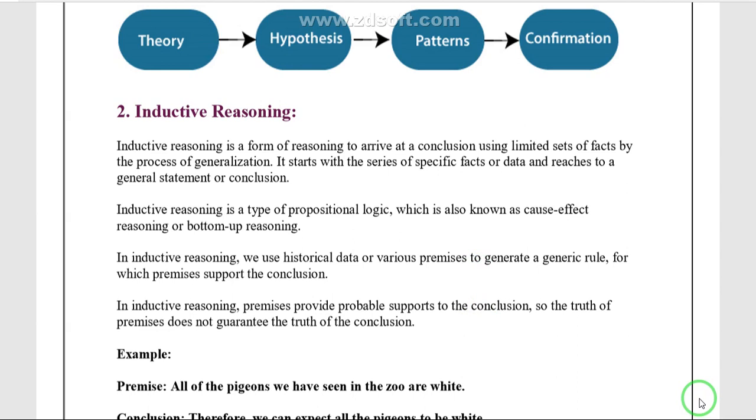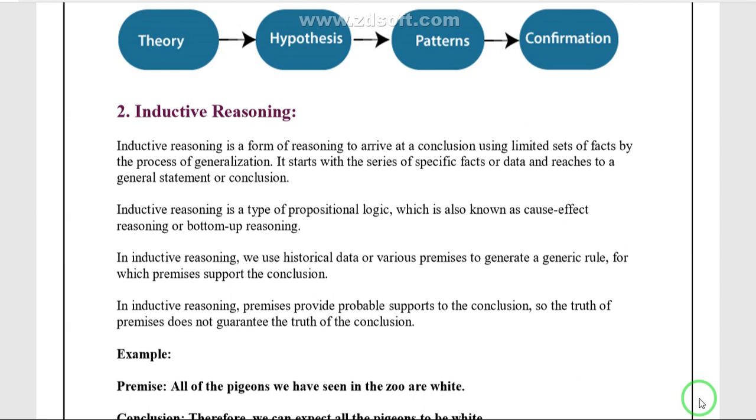Here we have only a limited set of facts, and with that we can generalize the statements. So specific facts or data lead to a general statement or conclusion. Only with the help of the specific fact patterns, the specific premises given to us, can we make a conclusion.